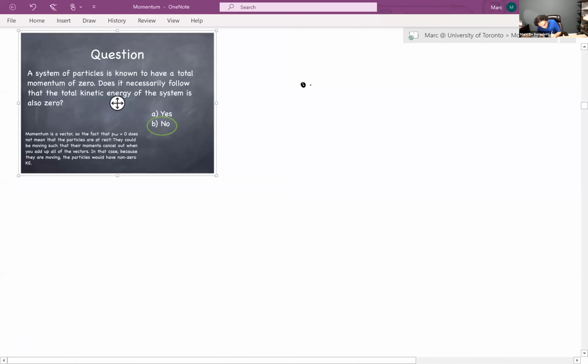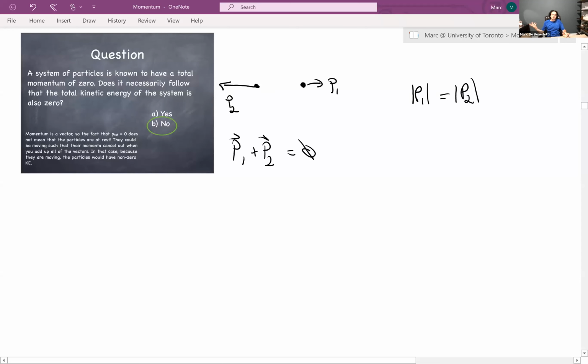Consider a particle traveling this way with momentum P1, and consider a second particle traveling this way with momentum P2. But the magnitude of P1 equals the magnitude of P2. Well, this means if you vectorially add momentum 1 plus momentum 2, you're going to get 0. They're equal and opposite vectors. So when you add vectorially those two quantities, they're going to sum vectorially to 0. So this satisfies the question, the sum of all the momentums is 0, yes.